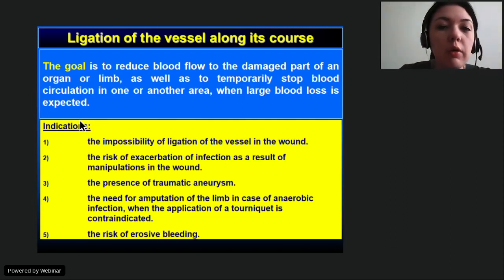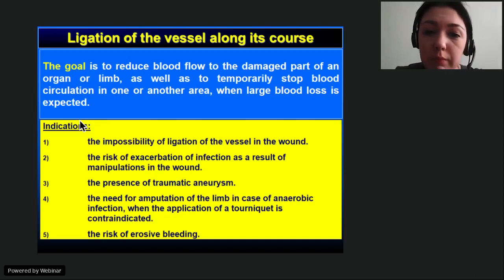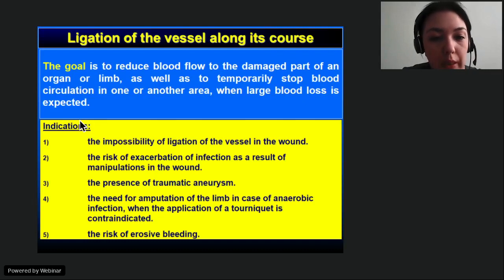Yes, okay, fine. So the goal of this ligation is to reduce blood flow to the damaged part of an organ or limb, as well as to temporarily stop blood circulation in one or another area when large blood loss is expected. So indications are impossibility of ligation of the vessel in the wound, risk of exacerbation of infection as a result of manipulations in the wound, the presence of traumatic aneurysm, the need for amputation of the limb in case of anaerobic infection when the application of a tourniquet is contraindicated, the risk of erosive bleeding.